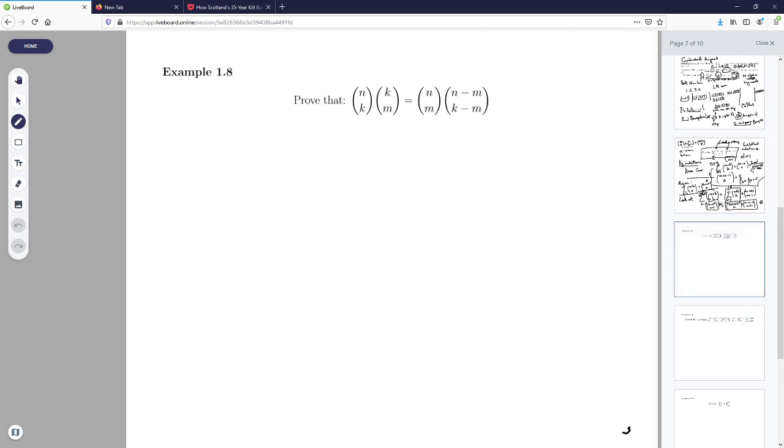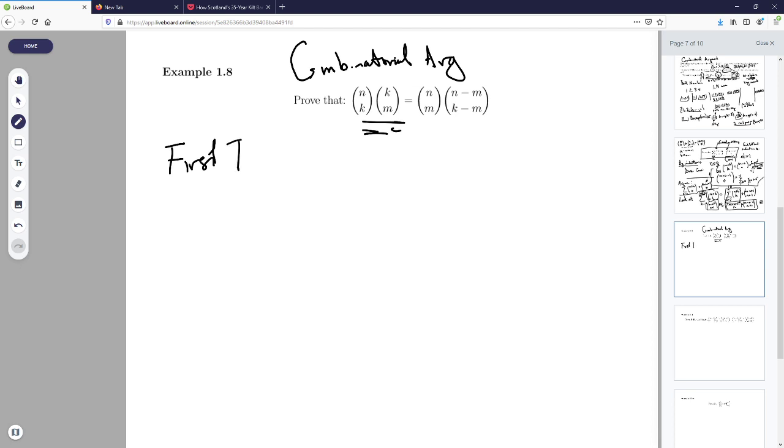All right. So we did the last one with induction, and induction is horrible. We're going to do this one with a combinatorial argument. Okay, so what are we going to do to prove that n choose k times k choose m is equal to n choose m times n minus m choose k minus m? First, you want to look at each side of these things and spend some time thinking about what it means.